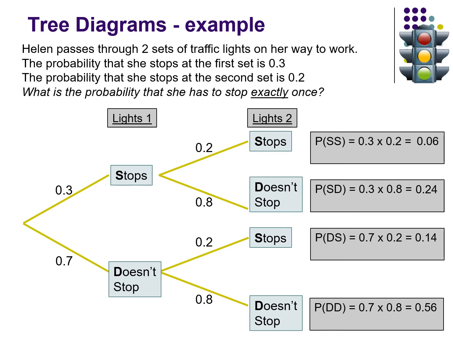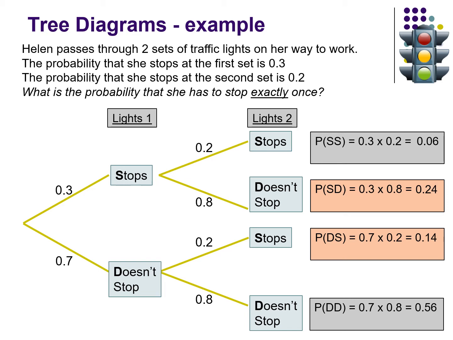Now, there's a question they're going to ask us. What's the probability that she has had to stop exactly once? So look at the 4 different outcomes that we've got here. How many of those are we interested in? She has to stop exactly once. Okay, so that's stop once, don't stop once. Which ones are we interested in? That's right, it's those 2 in the middle.